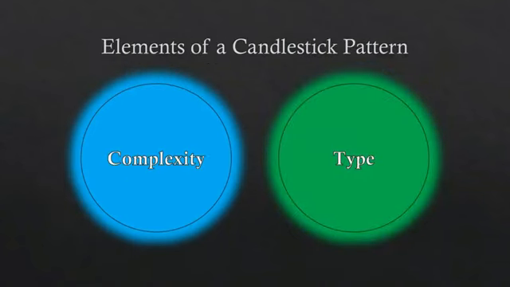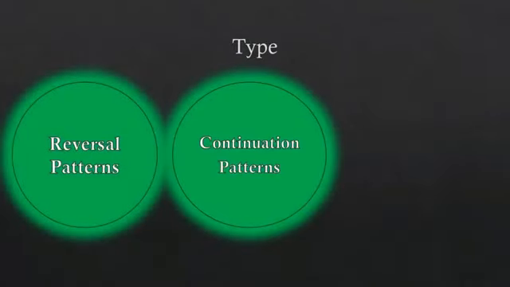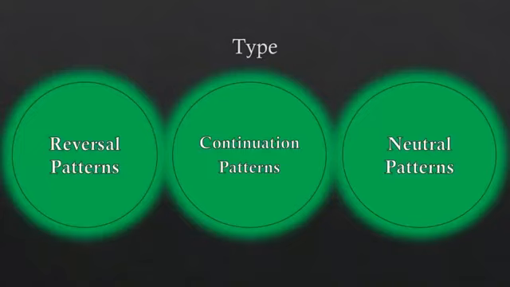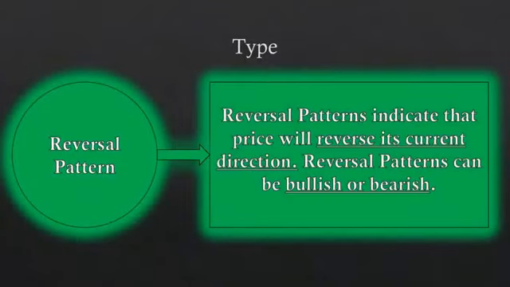There are three types of patterns: the reversal pattern, the continuation pattern, and the neutral pattern. Let's begin by taking an overall look at the reversal patterns. Reversal patterns indicate that price will reverse its current direction, meaning that the price is going in one direction, and when the pattern appears, it will start going in the opposite direction immediately after. Reversal patterns can be bullish or bearish. So let's take a quick look at what that means.